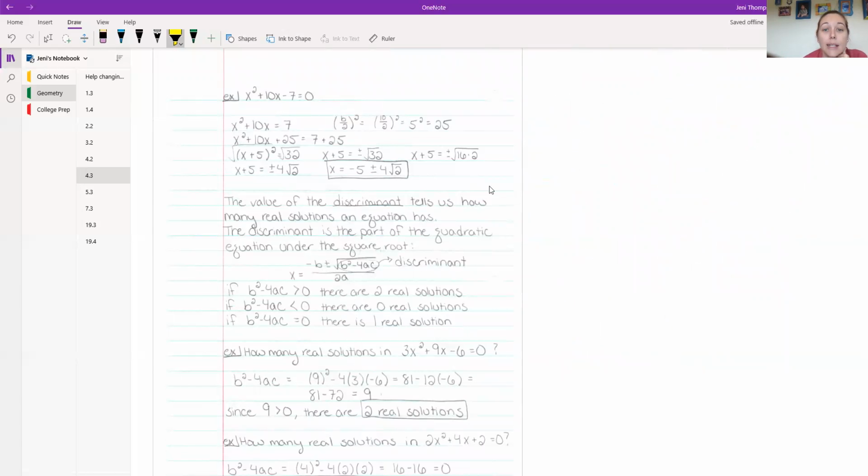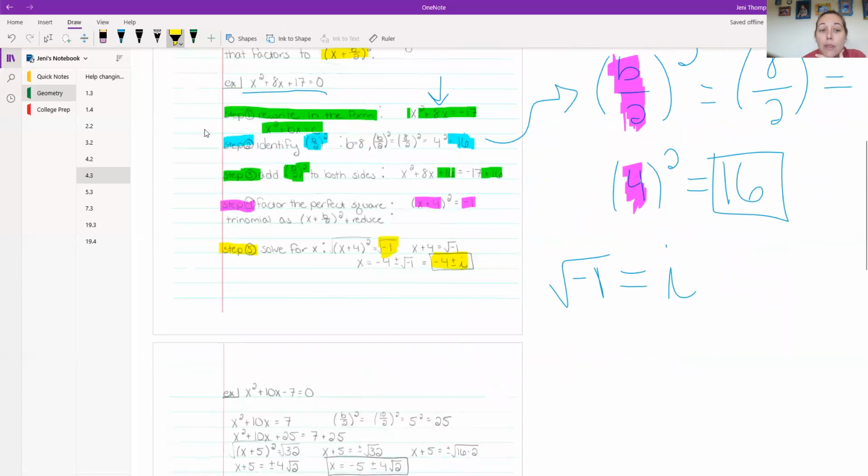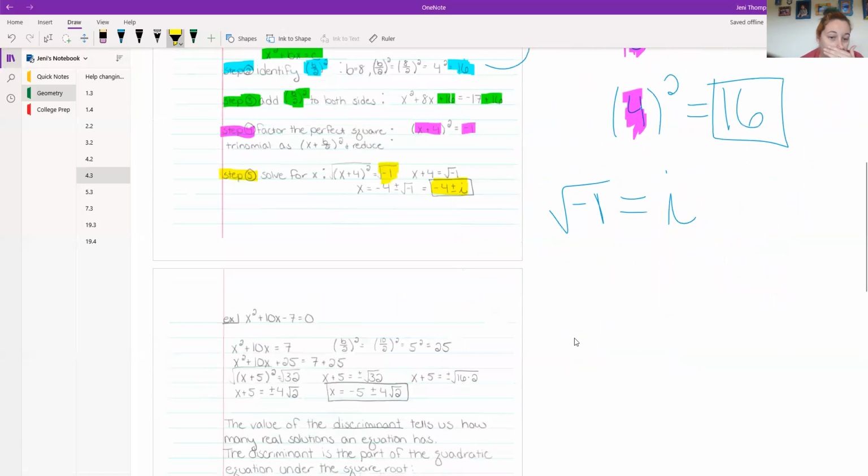So here's an example that I did quickly. I went through all the steps, but I just did it all at once to show you what that looks like. So here's the equation that we're starting with. Our first step, we need to move this c over to the other side of the equal sign. So that gives us x squared plus 10x equals 7.